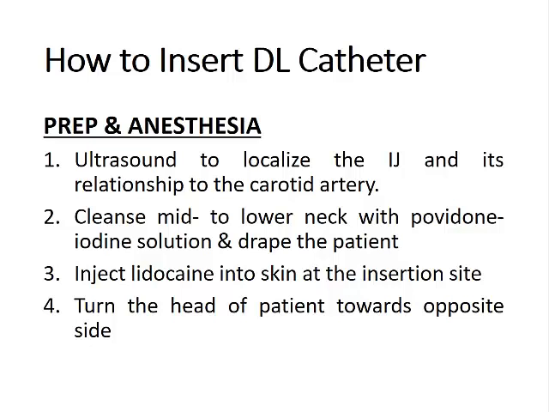So how to insert a double lumen catheter? First of all, we have to prepare that area and anesthetize it. For this, we use ultrasound to localize the IJ vein, and then we also note the carotid artery, its relation to the IJ vein. Then we clean the mid and lower neck with the iodine solution and drape the patient.